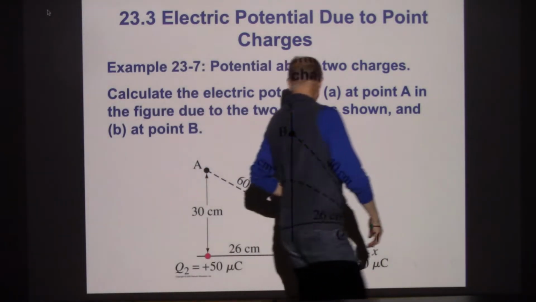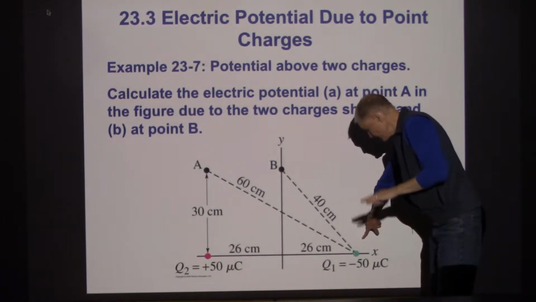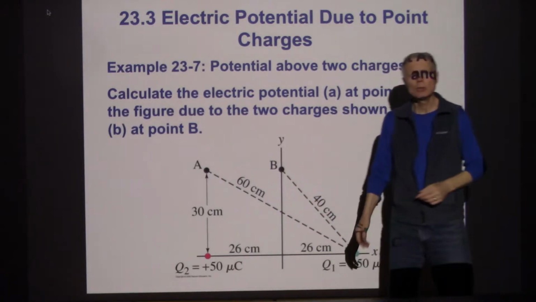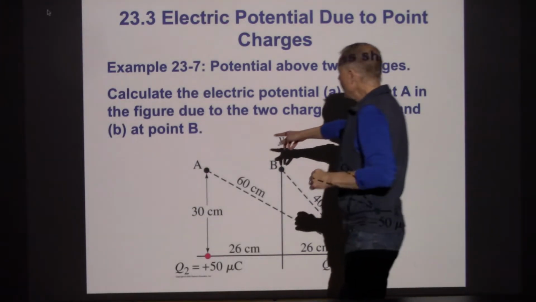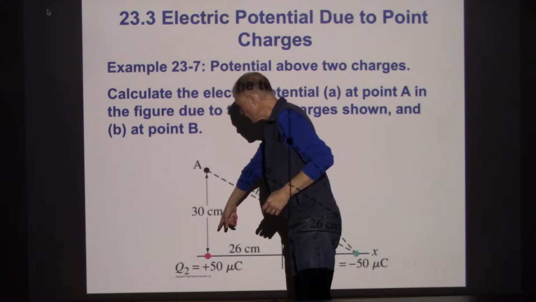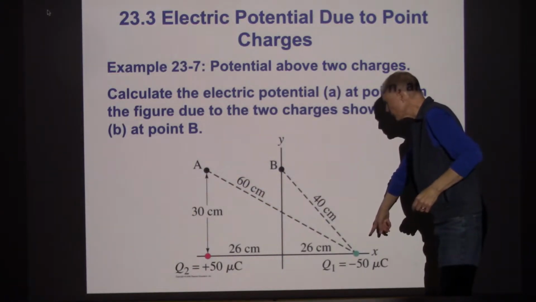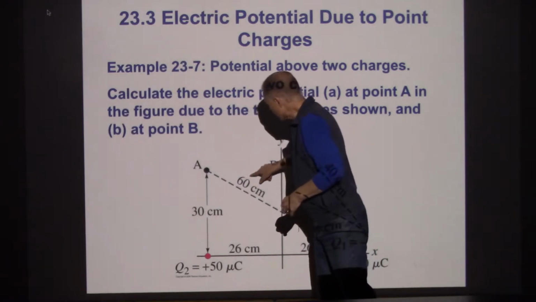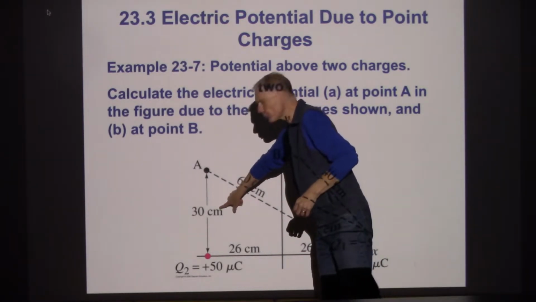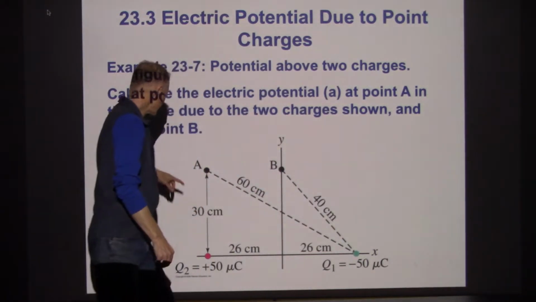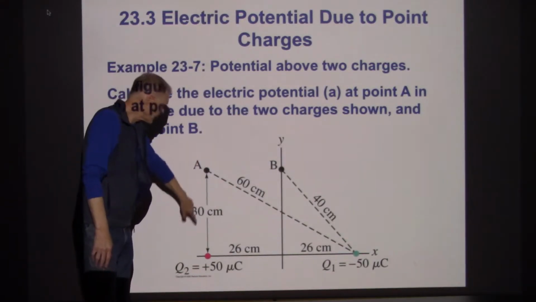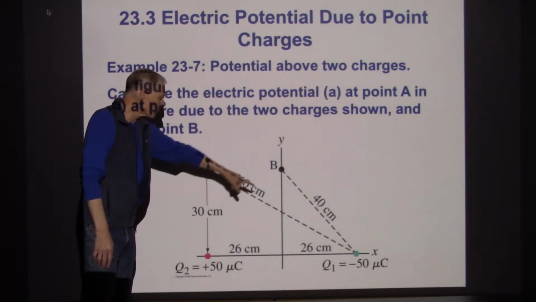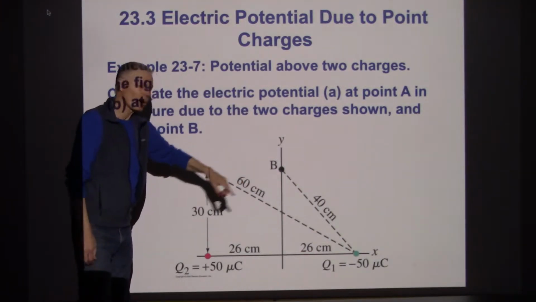Now, in this example, Q1 is negative 50 microcoulombs, Q2 is positive. So notice the net charge that I'm working with is 0. Now I'm closer, at least point A. Point A is closer to the positive charge, and it's farther away from the negative charge. Now they've given me the distances. This is actually 60 centimeters away, this is only 30 centimeters away. So what that tells me is that the electric potential at point A is going to be a positive value. Because, again, the charges are the same magnitude, opposite signs, but I'm farther away from the negative one.